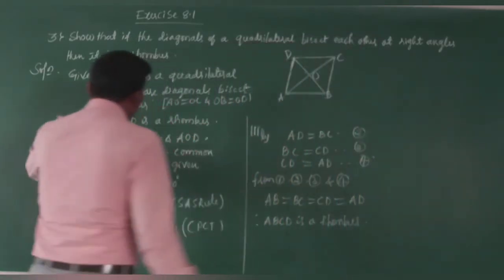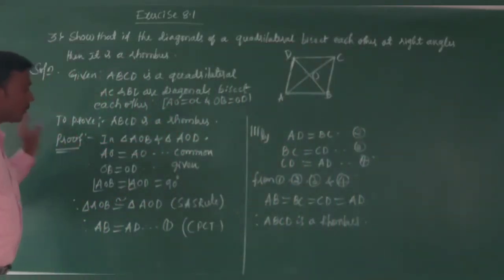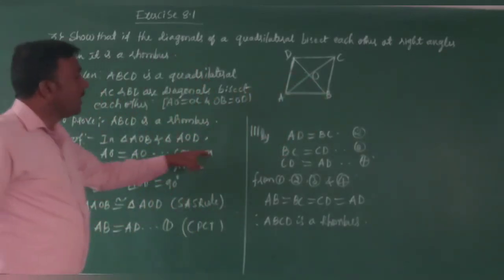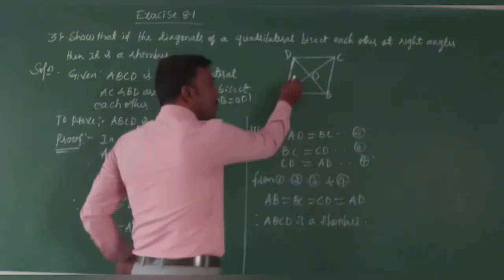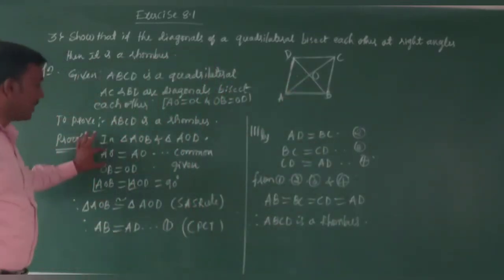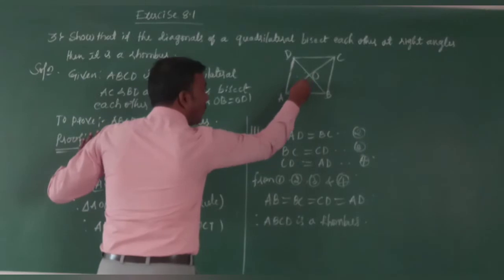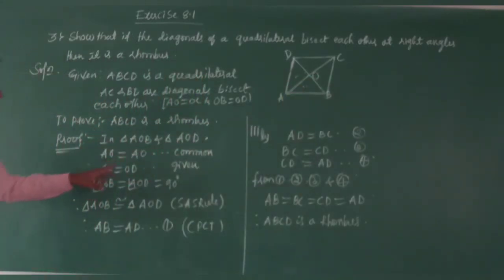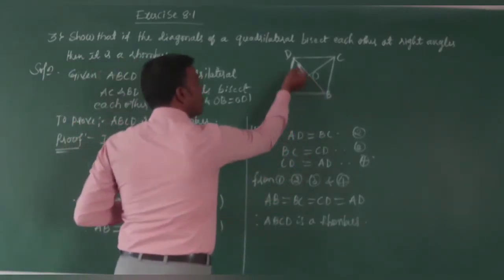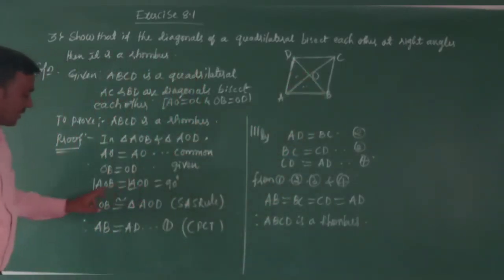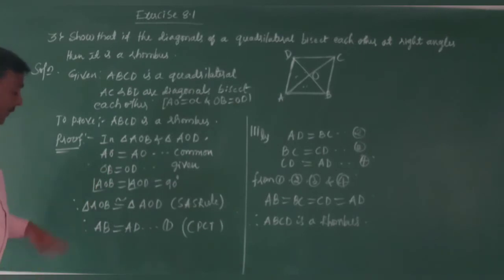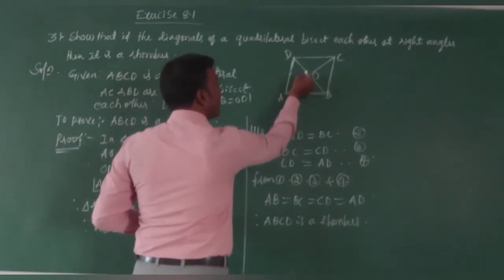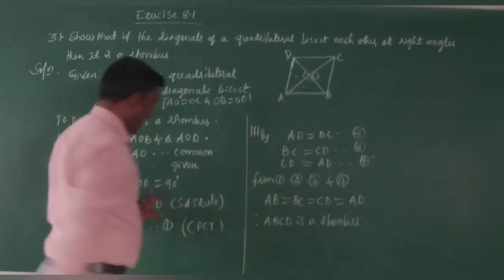In triangle AOB and triangle AOD. In these two triangles, AO is equal to AO, AO is common for these two triangles. OB is equal to OD, since diagonals bisect each other. This is also given. Angle AOB is equal to angle AOD, this is 90 degrees. This is also given.